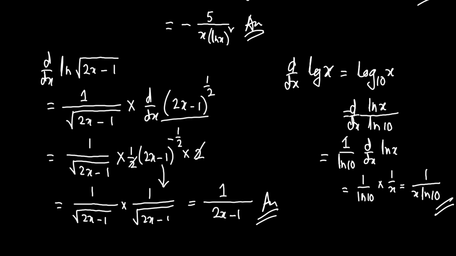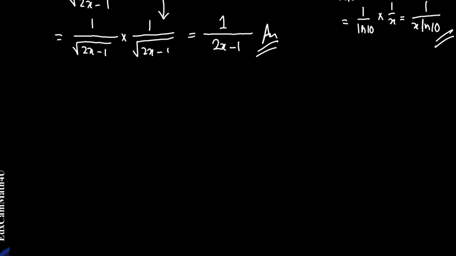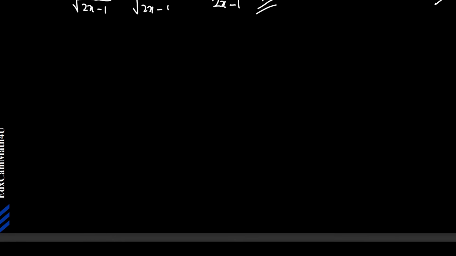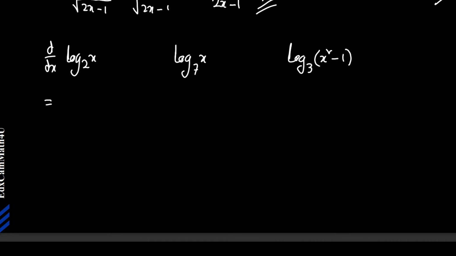Similarly, if the base is different, not an exponential base, say a different base is given, say log base 2 of x, or log base 7 of x, or log base 3 of x squared minus 1. How do we differentiate that? This is our topic. We need to change it first using the base change formula. According to the rule, you can write it as ln x divided by ln 2. Now it is possible to differentiate easily.